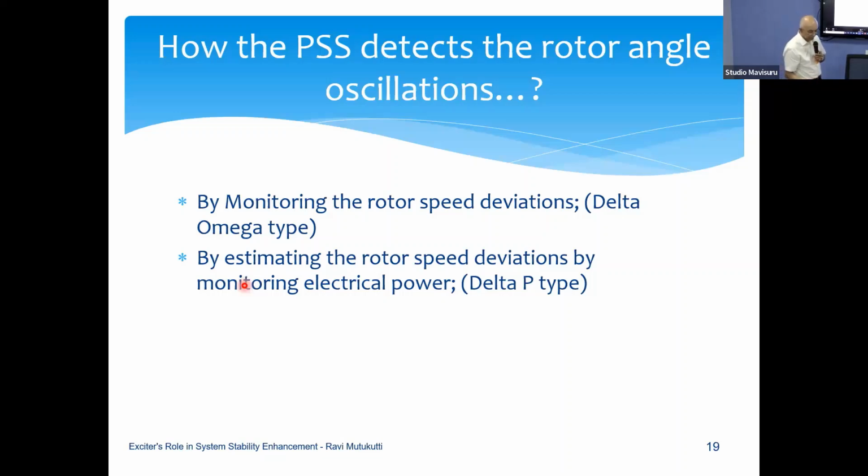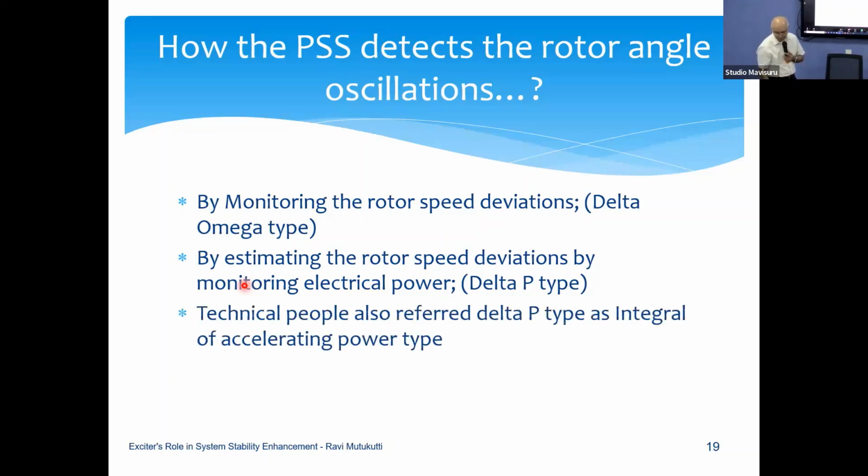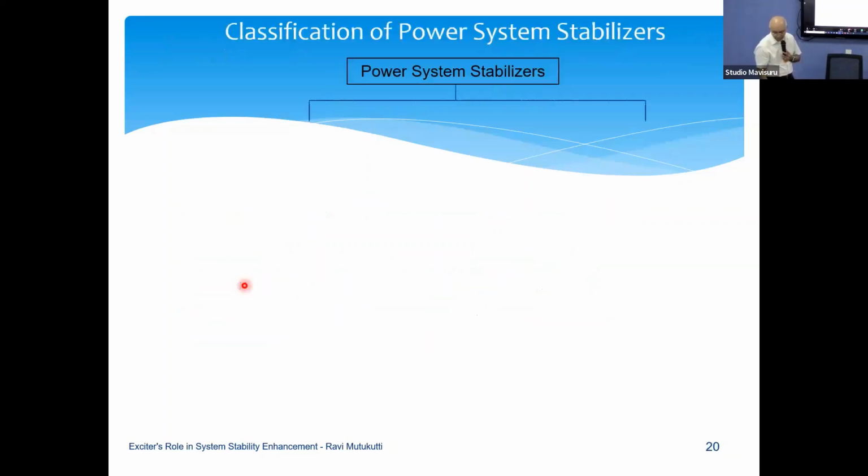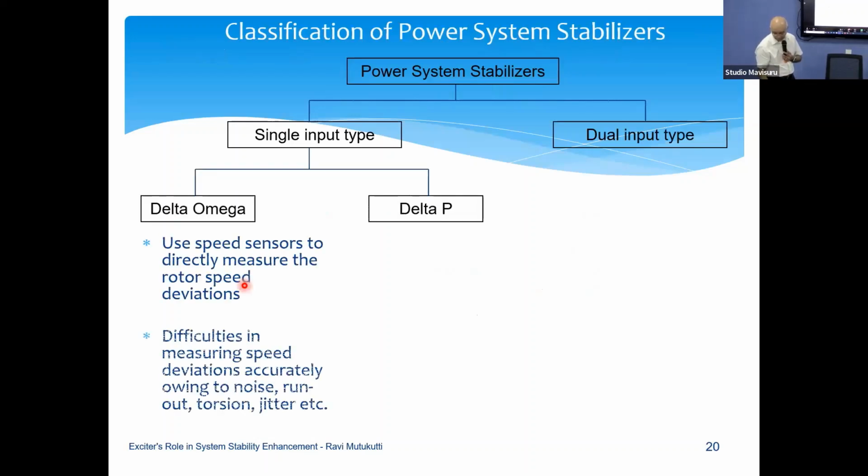If you remember the equation that I mentioned, the electrical power equals VT E sine delta divided by X. So if you know P, since it is sine delta, then whenever delta is in the smaller range, you can say that sine delta equals delta. Therefore, by measuring power, you can estimate the delta. That's called the integral of power type, or delta P type. If your power is changing, your delta is changing. There's a relationship. We figured out that relationship, and we measure the actual power, and we use it this way.